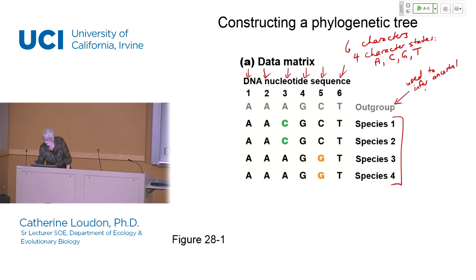In practice, one usually infers ancestral character states for these same characters. In practice, one typically uses more than one outgroup for further corroboration. In this very simple example, we're just going to use one outgroup and assume that this is completely informative about the ancestral condition. So let's go ahead then and make a phylogenetic tree.